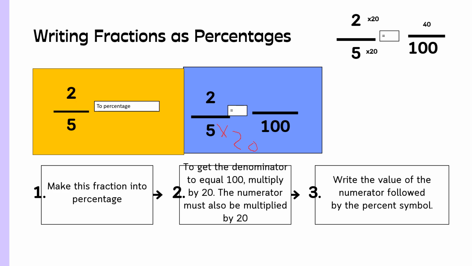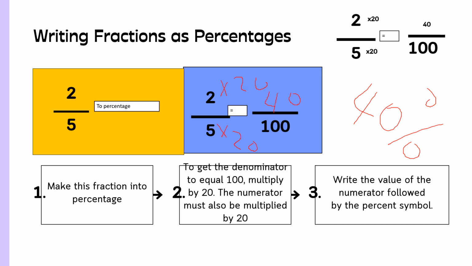And what you do to the bottom, which is the denominator, you've got to do to the top. So you're going to multiply the top by 20. So 20 times 2 is 40, and 20 times 5 is 100. So now it's 40 over 100, which is 40%. So 2/5 as a percentage is 40%.